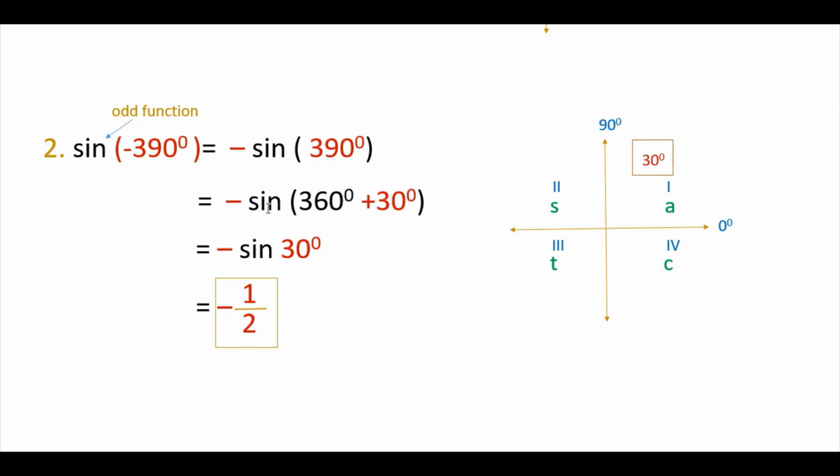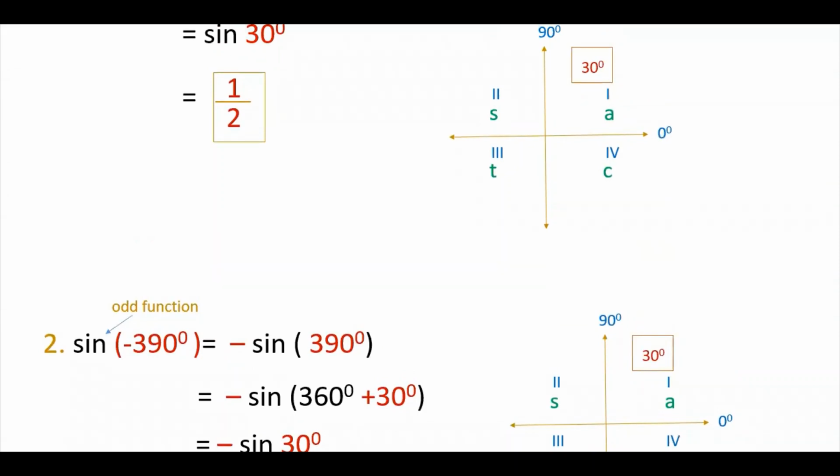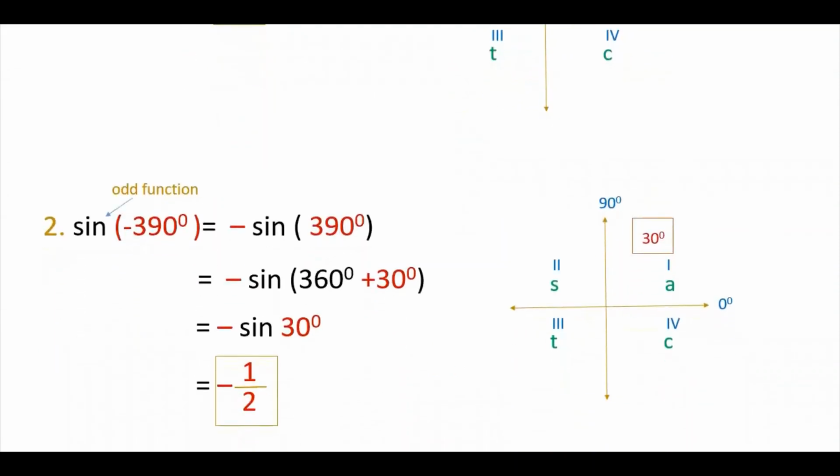This is equal to minus sin, and again 390 you can write as 360 plus 30 degrees. So minus sin(360 plus 30), and for plus 30 you have to check: that is in the first quadrant, so all are positive. So it is minus sin 30 degrees, that is minus 1 by 2. See the difference here: sin 390 is 1 by 2 and sin minus 390 is minus 1 by 2.